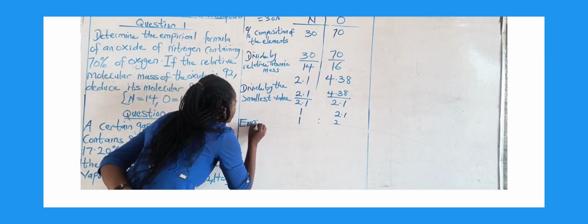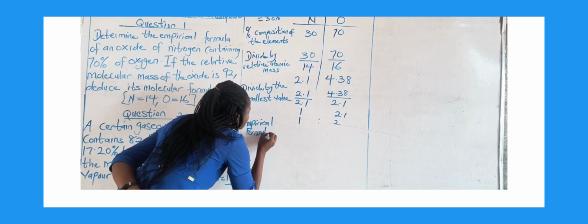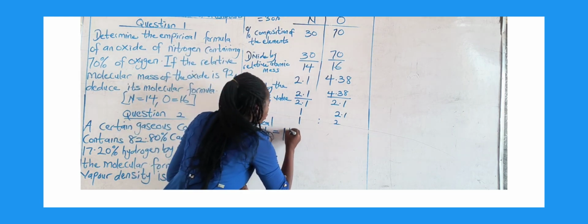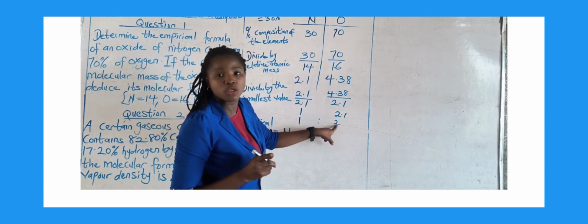So now our empirical formula will be equal to what? Our N. How many N do we have? The ratio of N here is 1. You don't need to put the 1 because it's just 1. That is N. And what is the whole number that we get here for O? 2.